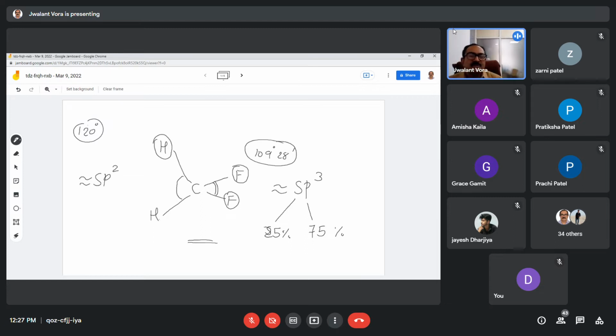So here it is with the lesser amount of the P character, that is 66.66%, or higher percentage, higher amount of the S character, that is 33.33%.